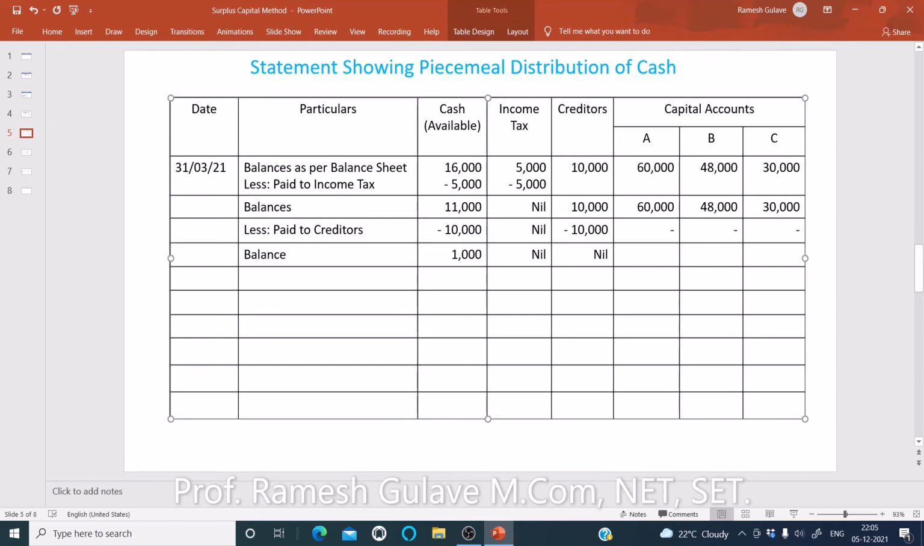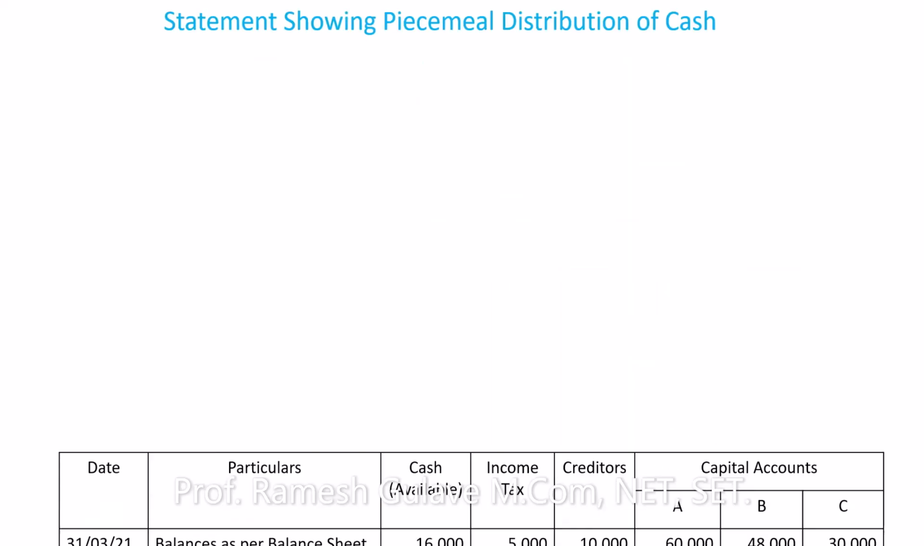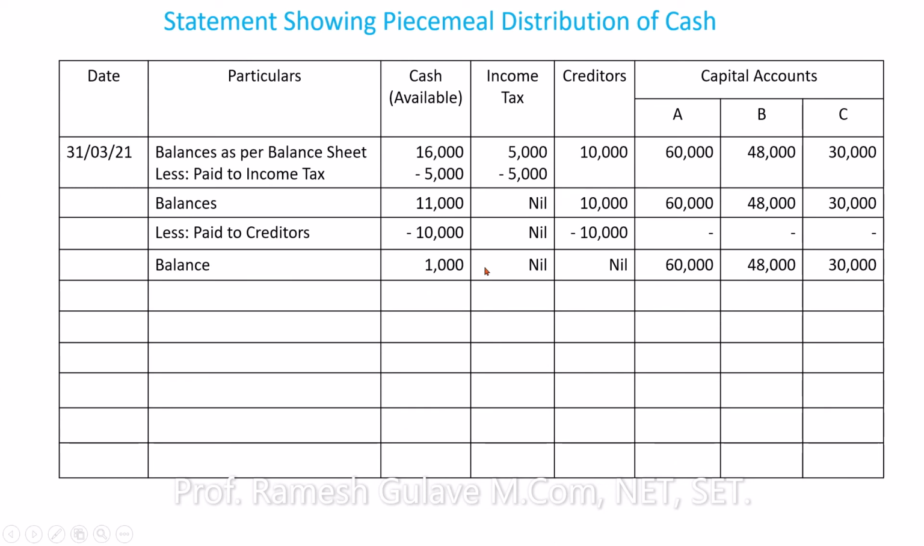And now the creditors is also nil, but A's capital is 60,000, B's capital is 48,000, and C's capital is 30,000. So these are the capital account balances which we have to pay. So look at this state carefully, friends. Now the available cash is 1,000 rupees, and all the third party liabilities are already paid. Only capital balances, or capital accounts, are there. It means we have to distribute the available cash amongst the partners.